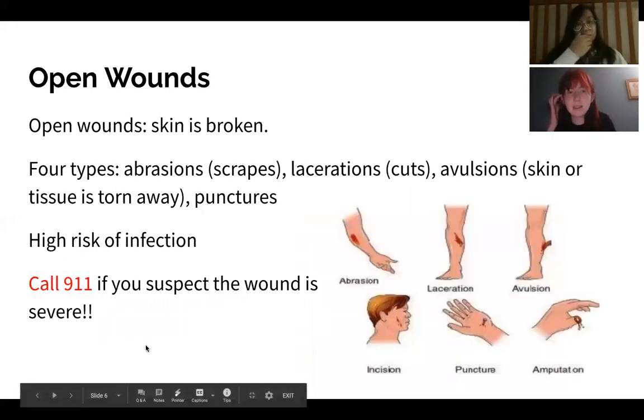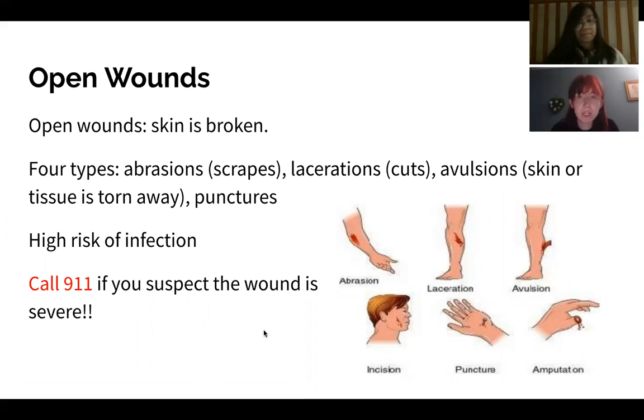And then the second type of soft tissue wound is an open wound, and that's when the skin is broken. There are four major types of open wounds. There's abrasions, which we know as scrapes; lacerations, or cuts; avulsions, which tend to be a lot more serious, that's when the skin or tissue is torn away, like an amputated finger, for example, which is usually a pretty serious situation; and punctures, including gunshot wounds.